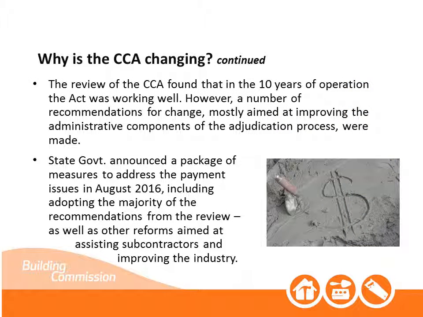The review of the CCA found that in the 10 years of operation, it had been working well for the industry. However, Professor Evans made a number of recommendations for improving the operation of the Act and the adjudication process. In August 2016, the state government announced a package of measures to address payment issues in the building and construction industry, and this included adopting the majority of recommendations from the review as well as other comprehensive reforms.